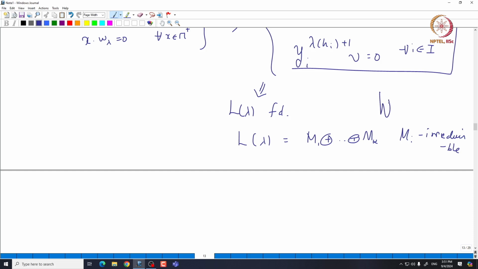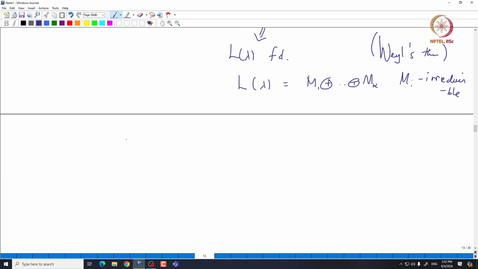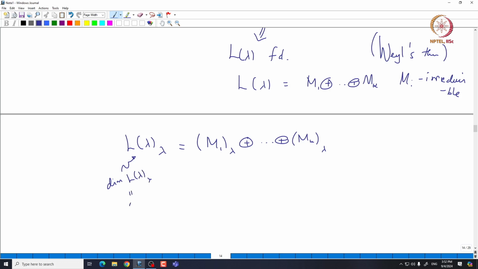So, this is just Weyl's complete reducibility theorem. Now you can easily see that if you take this L of lambda and look at the lambda weight space, which is the highest weight, then this will be M1 lambda direct sum etc. direct sum Mk of lambda, but it is not hard to prove that the dimension of this L of lambda lambda is exactly 1.